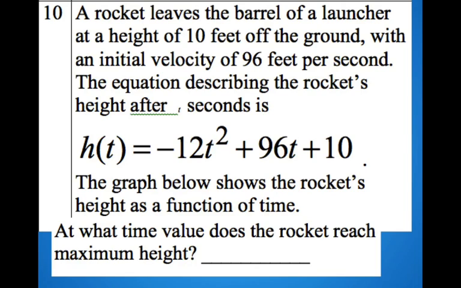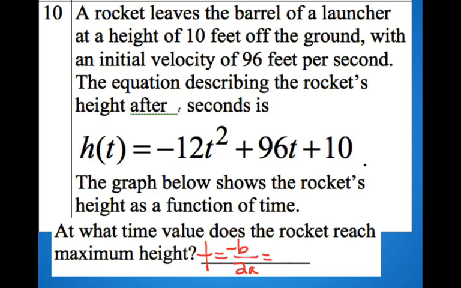Now we get to the applications. So we have anything that goes up and comes down. At what time does the rocket reach maximum height? That's going to deal with the vertex. Well, actually we're just going to do t equals negative b over 2a. So we're just finding the axis of symmetry.